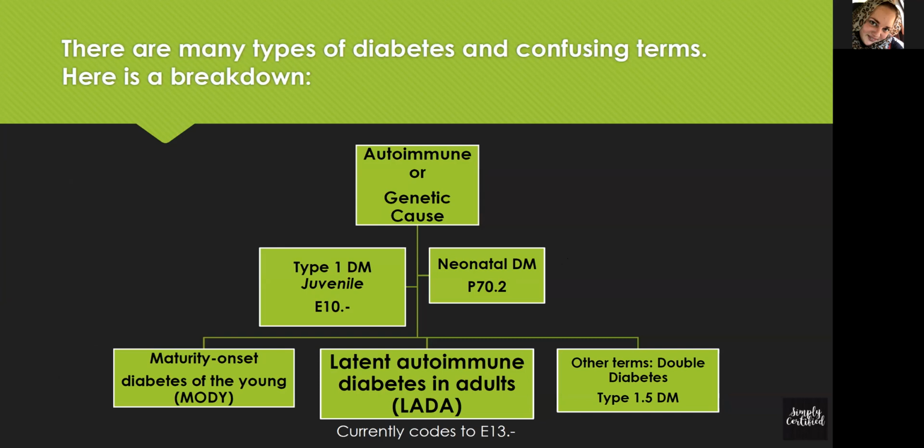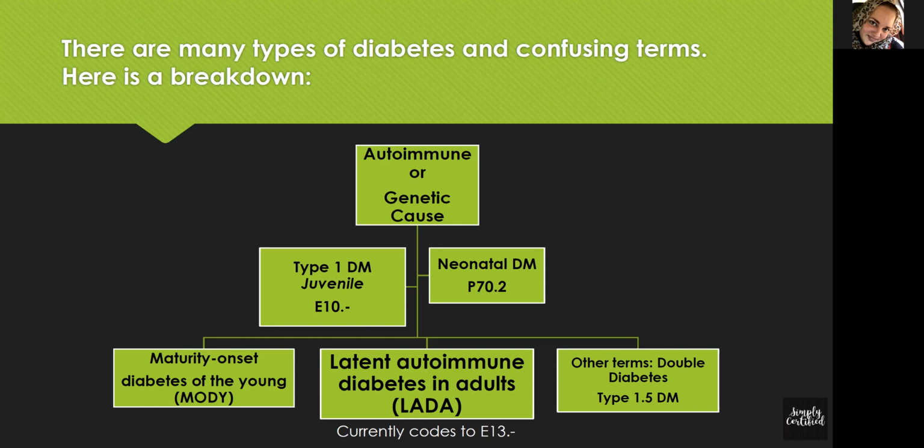there are many types of diabetes and confusing terms. Here's some more breakdown for you guys. All right, so I put a little diagram here because I like pictures. Pictures help explain things, and I know they help me learn. So you have autoimmune or genetic causes for diabetes, right? And if you trickle those down, it breaks off a little bit. So we have type 1 diabetes, which codes to E10. And then, of course, we have neonatal diabetes, which codes to category P70, so P70.2. But then there's some more types that I haven't talked about yet.